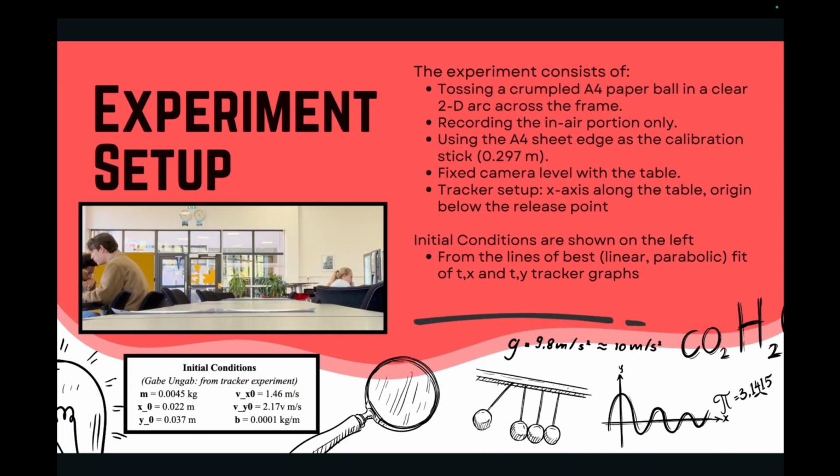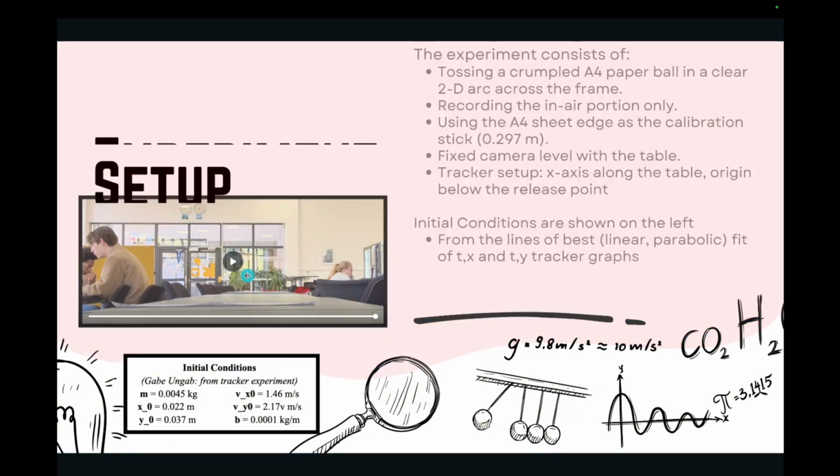The experimental setup consists of tossing a crumpled A4 paper ball in a clear 2D arc across the frame, recording the in-air portion only, using the A4 sheets here, as you can see, as the calibration stick, a fixed camera level with the table, and Tracker setup with the x-axis along the table and the origin right below the release point. And the initial conditions are here: the mass, initial position, initial velocity, and drag coefficient, which we found from fitted data. And here's the experiment again if you want to see it.